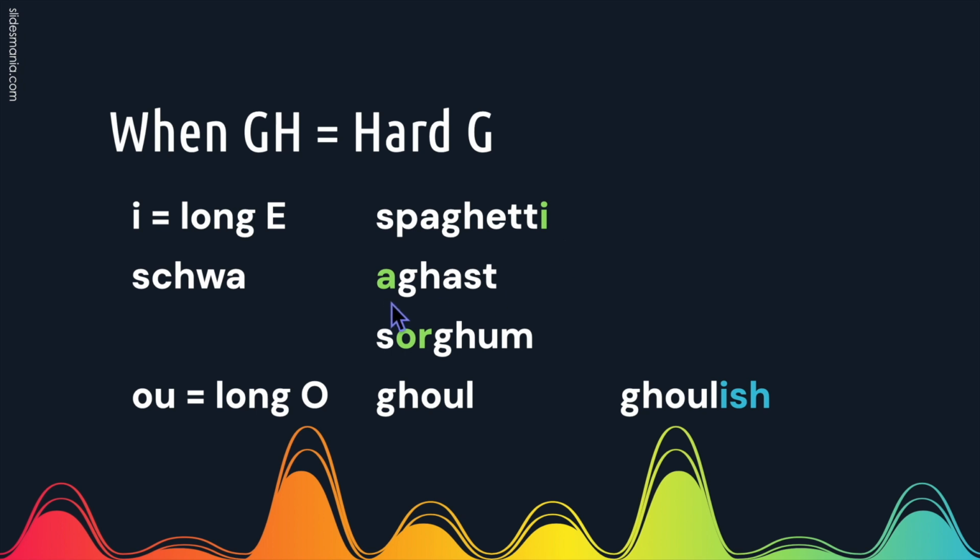This word starts with an A, and A often schwas or takes on a muffled sound at the beginning of a word. So this word is aghast. OR says or, so this word is sorghum. Sorghum is a kind of grain. In both of these words, the O and U will have the long OO sound, which is the oo of the word moon. So this word will be ghoul and ghoulish.